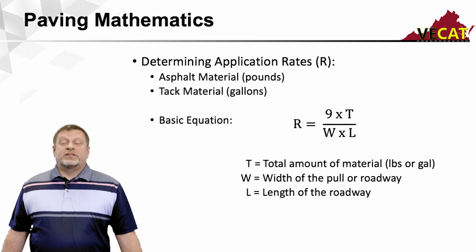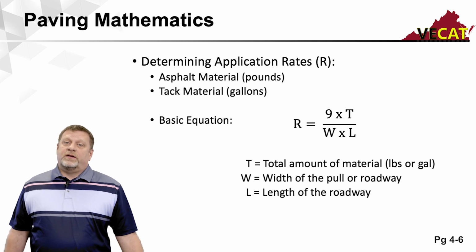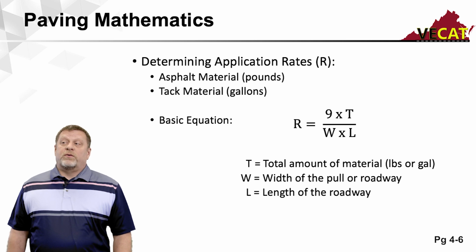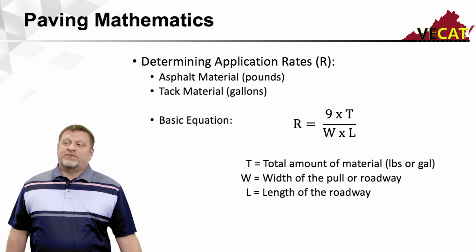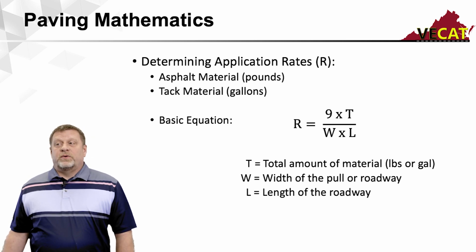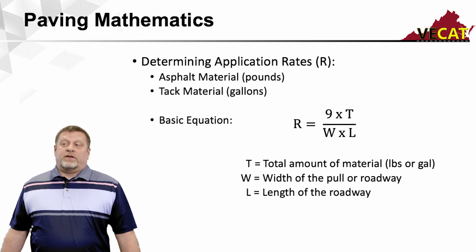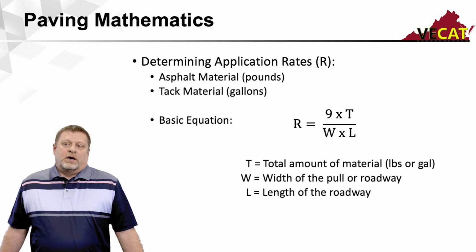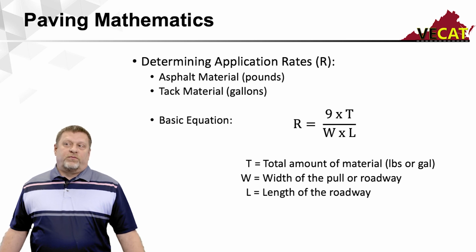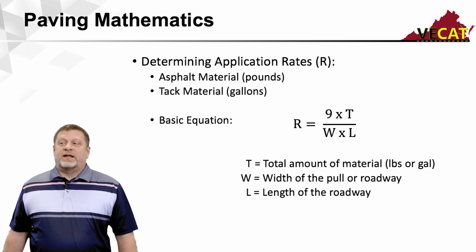The basic calculation here is R is my application rate. Again, the constant of 9, how many square feet in a square yard. Again, with the total amount of material, whether it be pounds or gallons, whether I'm dealing with asphalt mix or if I'm dealing with an emulsion. Width, it could be the full width of our roadway, or it could be the width of our distributor pass if we were applying a tack coat. And of course, the length of the roadway or the length of the pour for that day.